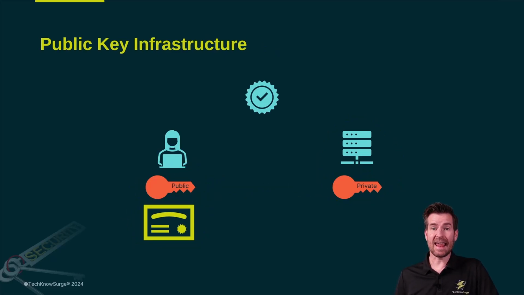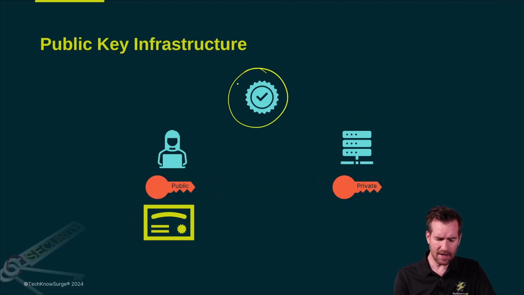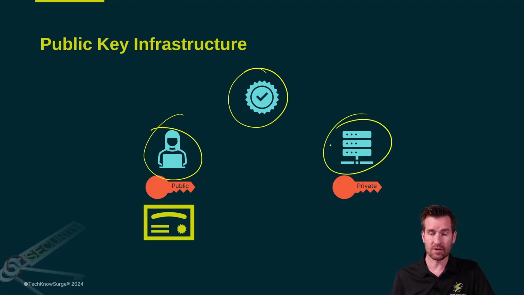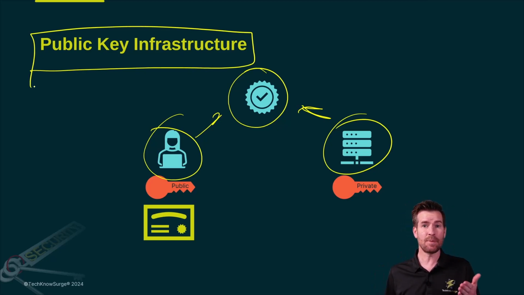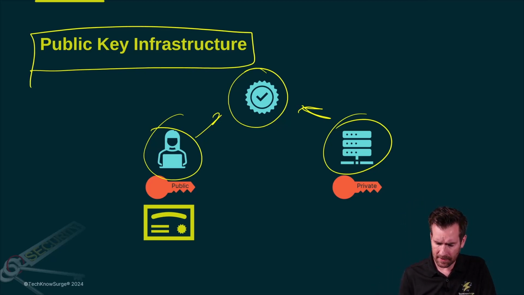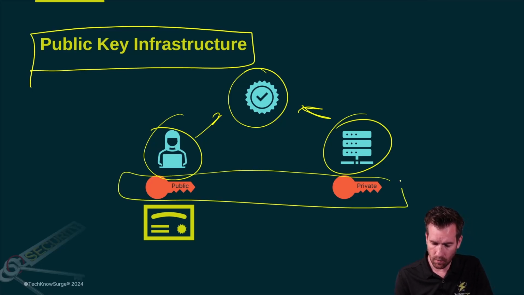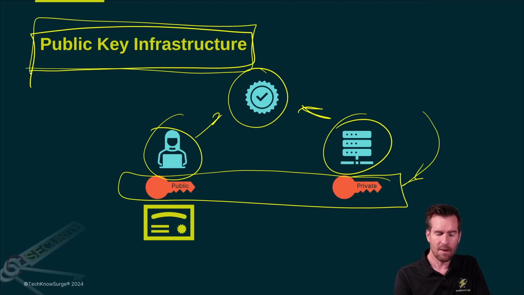What we need is a trusted third party, somebody that both the user and the web server trusts, and we call this public key infrastructure. One thing to note, this is not public key cryptography. Public key cryptography is this idea where we have a private and public key. So it is a component of public key infrastructure, but only a component of public key infrastructure.